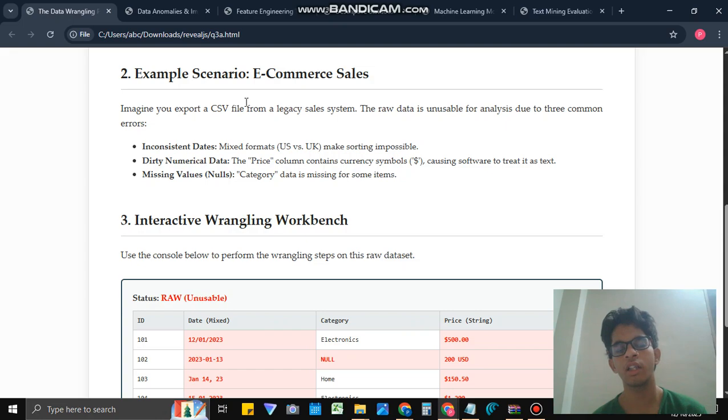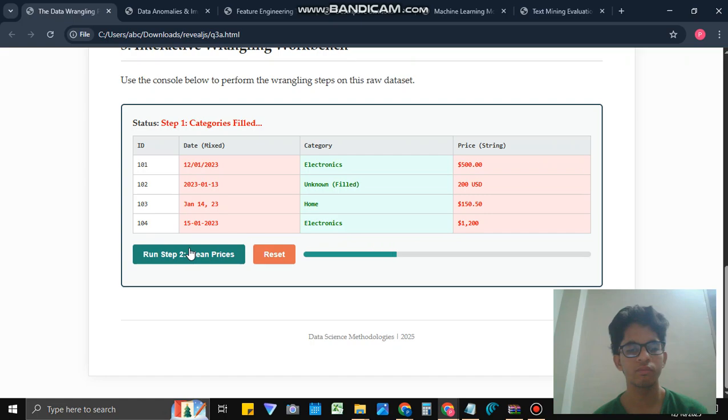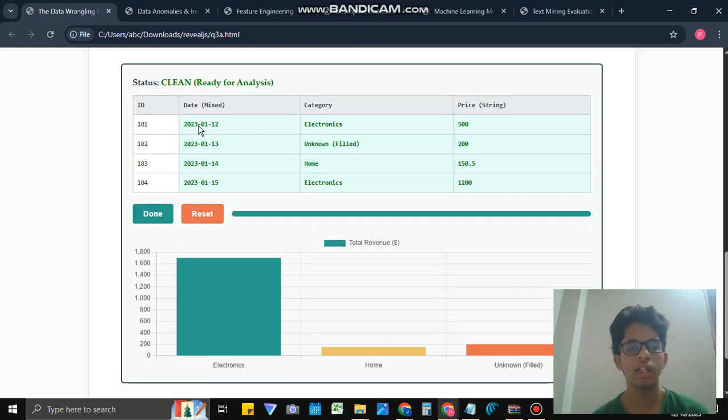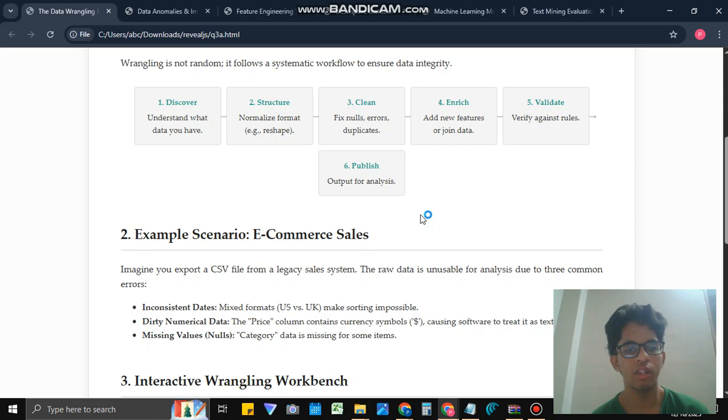For a real life example, we take a scenario of e-commerce sales. In this we have raw data, then we categorize the field data, then the prices are converted to float, then the cleaning is done. It's now ready for analysis, and that's all. It's done now. We can publish it as well. So these were the 6 steps.